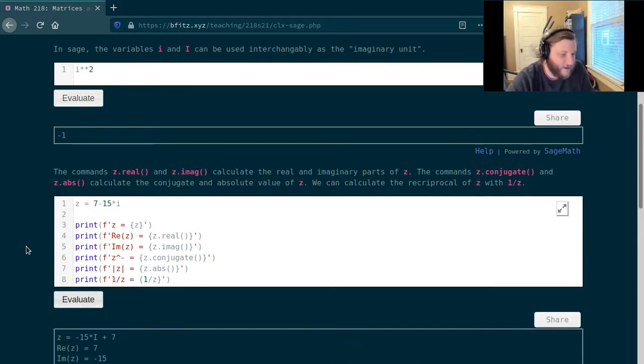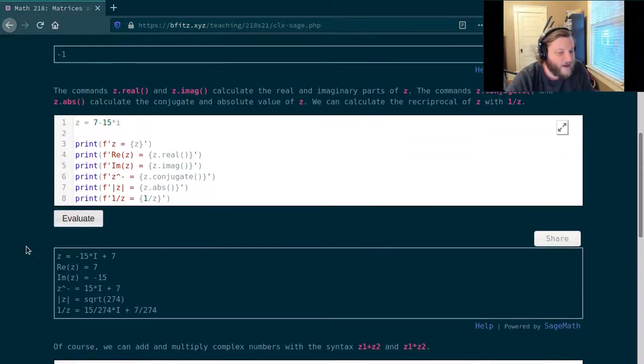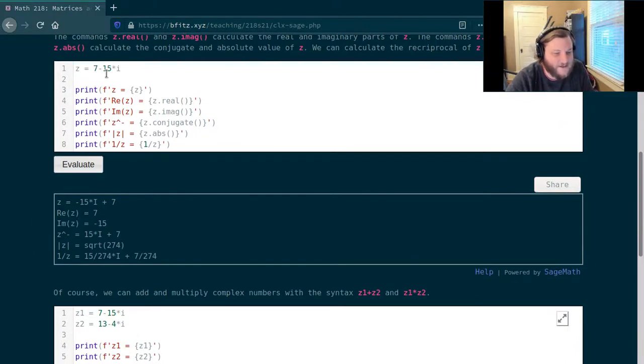Let's click evaluate and look at the result. The complex number that I input is 7 minus 15 times i, so that pops out on the first line. The second line tells me that the real part of this complex number, given by z.real(), is 7. And the imaginary part is -15. The conjugate, which I'm printing out here as z bar, is obtained by negating the imaginary part. So 7 minus 15i gets replaced with 7 plus 15i.